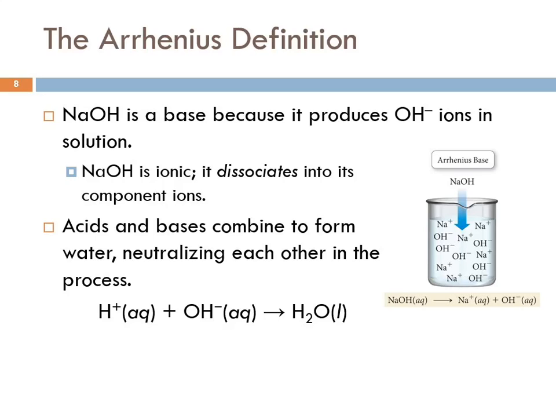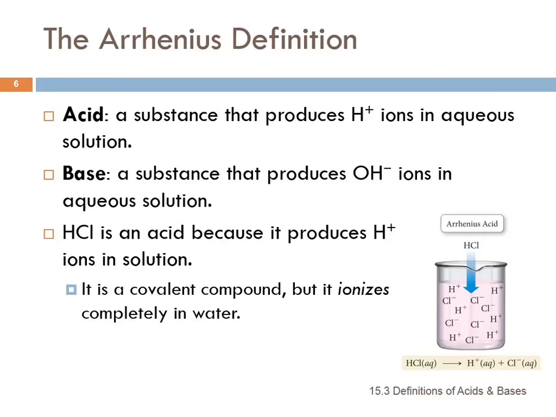So sodium hydroxide was the first base in that table. Sodium hydroxide is a base by the Arrhenius definition because it produces hydroxide ions in solution. Now, sodium hydroxide is an ionic compound formed of sodium ions and hydroxide ions. And so when it is dissolved in water, it dissociates. Let me backtrack a little bit.